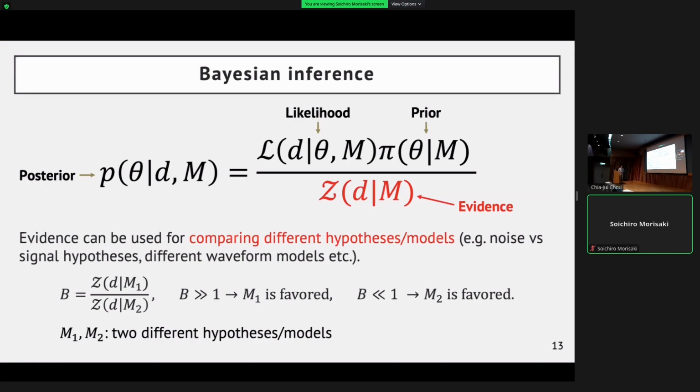For example, if we have two different hypotheses, M1 and M2, that can be, for example, a noise and a signal hypothesis, or different gravitational waveform models. If we want to test which hypothesis is preferred by data, then we can just compare the evidence values for those hypotheses. So this provides a very simple and powerful way to compare those hypotheses.